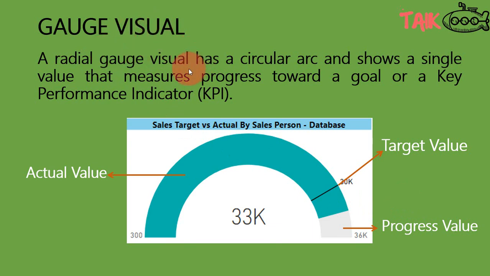A radial gauge visual has a circular arc which shows a single value that measures progress towards a goal or a key performance indicator. This is the diagram of a gauge visual. In this we will have three values. One is the target value, which looks like a needle line. Another is the total progress. In that, what we have actually achieved will be highlighted in different colors. Let's go into the practical now.